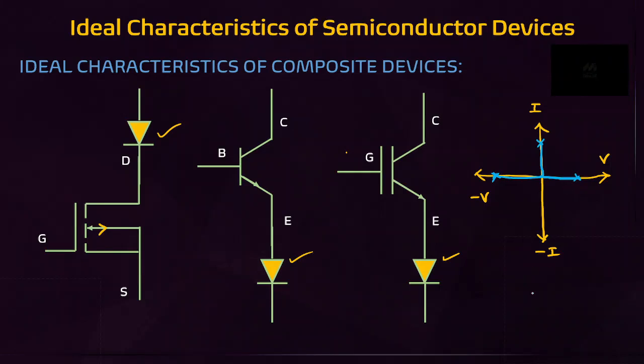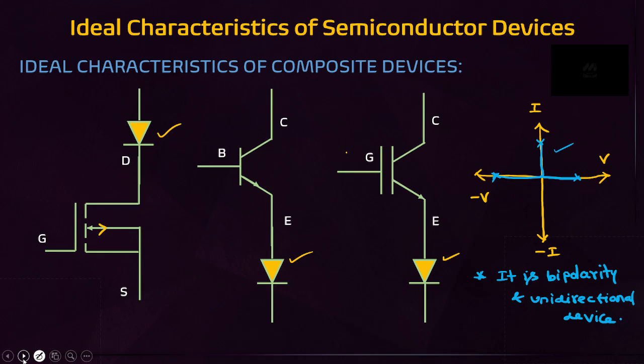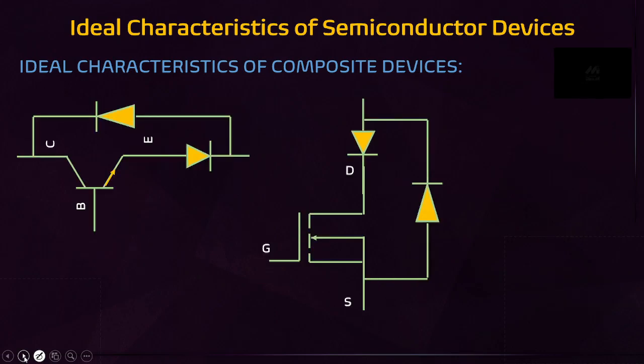Then what is this device, friends? It blocks both polarities. That's why it is bipolarity, and it allows the current only in one direction. That is, it is a bipolarity unidirectional device. It conducts only in one direction. Bipolarity unidirectional device. These are the ideal characteristics of a transistor with a series diode.